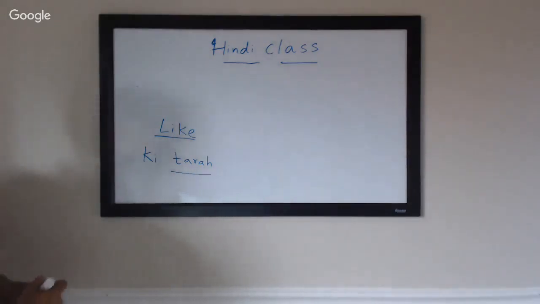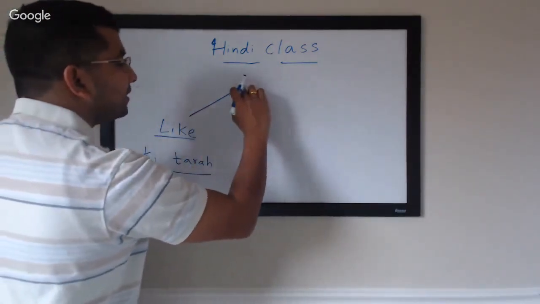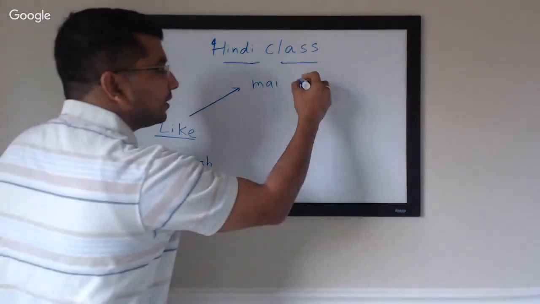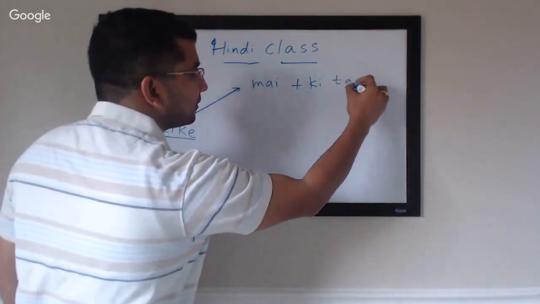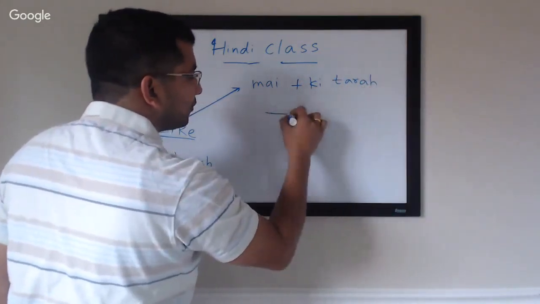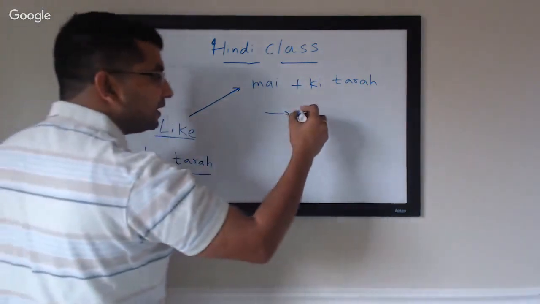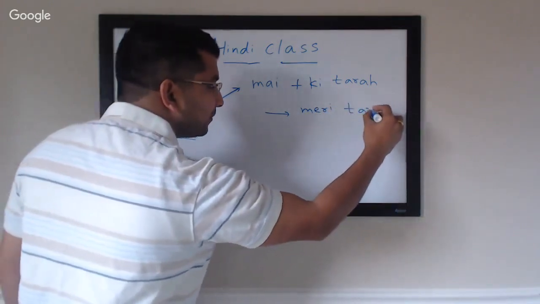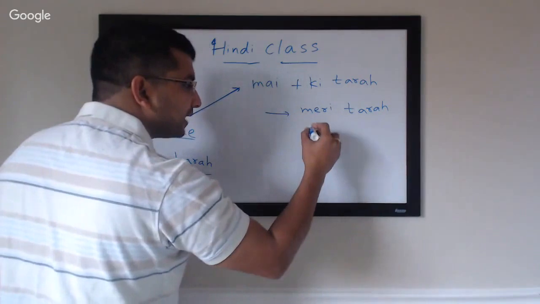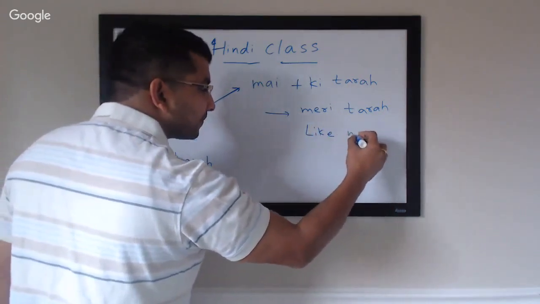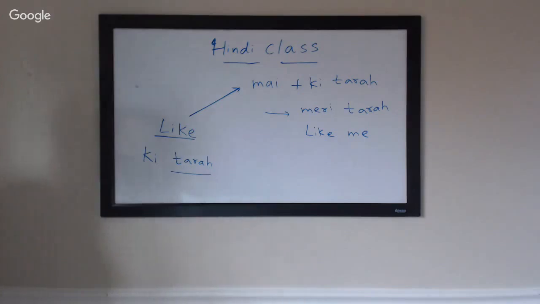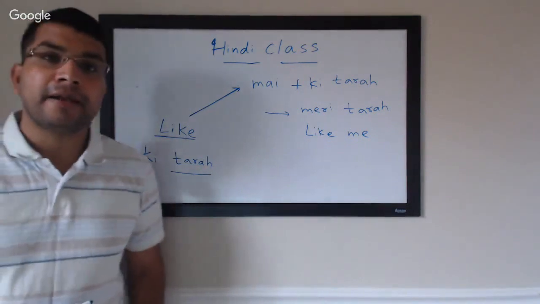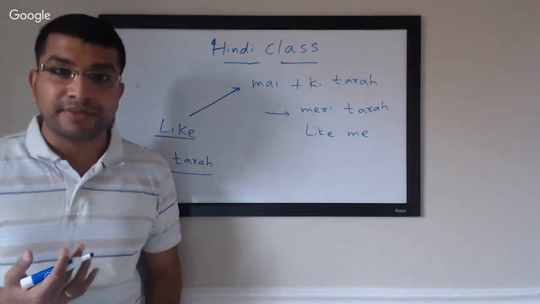So the first one is ki tarah. What if I add it to main, which is a pronoun, I? When you add ki tarah, some of you who are advanced, tell me what the output would be, or think about it. It will be meri tarah. Meri tarah means like me. Think about an example when you're talking to someone and you're telling them, your thoughts are just like me.